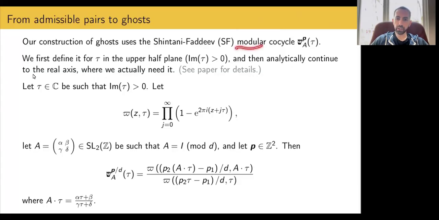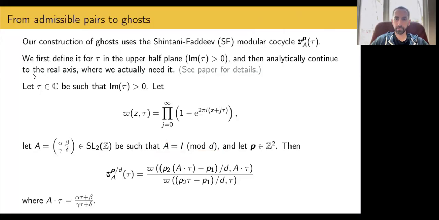Why the word modular? It's because it has certain modular symmetries related to SL2, as well as a kind of congruence condition modulo D, in terms of some matrix A, which I'll give some insight about in a second.